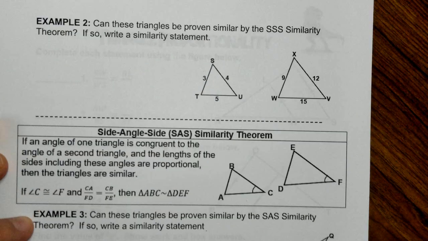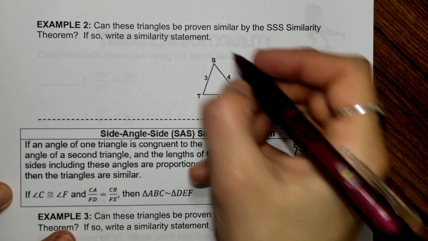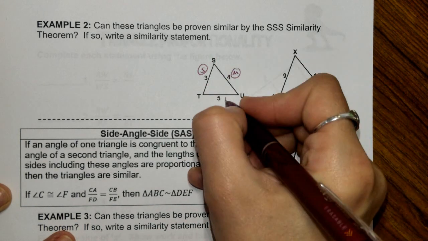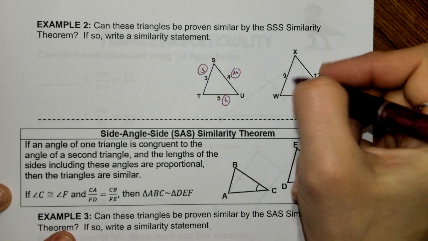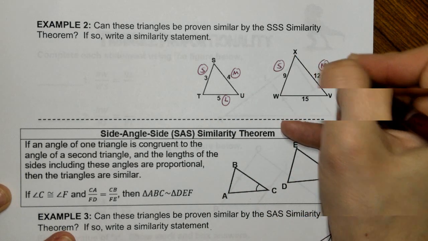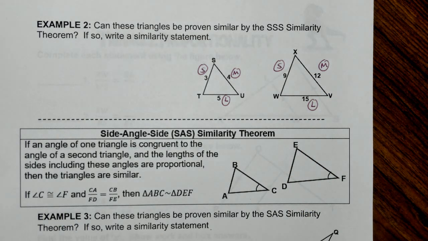All right. We're just going to jump straight into it. They're similar. We're going to write a similarity statement. Let's go ahead and go with our small, medium, and our large. Here's our small side. 4 is my medium. 5 is my large. Back over here, the next one, we're looking at 9 is small. 12 is medium. 15 is large. Now, the great thing is we're not looking for scale factors, so we don't need to know which one's new and old. So we're just going to go ahead and just throw some numbers down here.